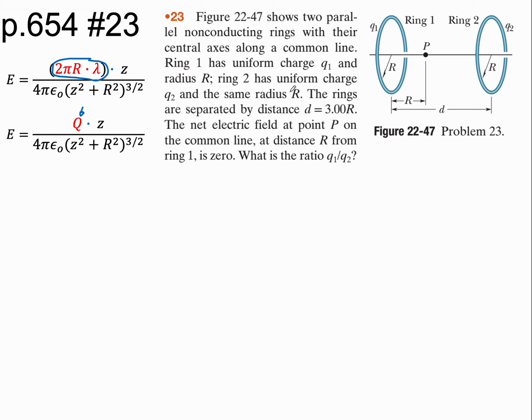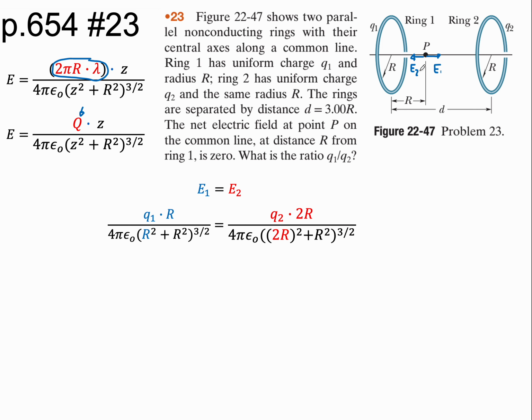If we know the electric field is 0 at this point, we know the electric field due to the first ring pointing this way has to be equal and opposite to the electric field from the other ring pointing this way, assuming that they're both positively charged. I'm not told that, but I'm just going to make it positive. It would be the same if they were both negatively charged. So what must be true? The electric field due to ring 1 must be exactly equal to the electric field due to ring 2 in magnitude, but of course opposite direction.